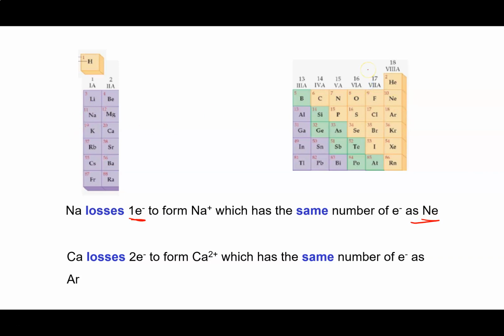Let's go to another metal and repeat the process. Here's calcium. Calcium there, you can see it has 20 electrons. So what is its nearest noble gas? Well, we just look over here.